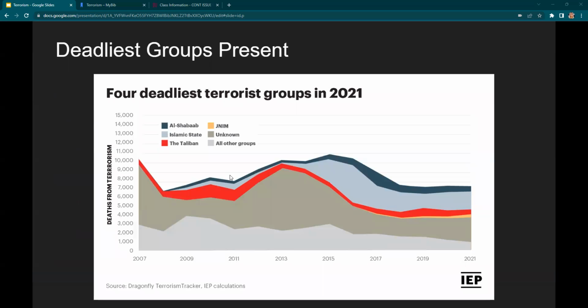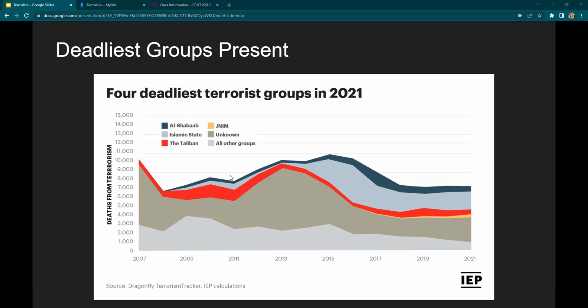And here are the deadliest groups at present. This chart is the four deadliest terrorist groups in 2021. And these four deadliest terrorist groups responsible for the most deaths in 2021 were the Islamic State, Al-Shabaab, the Taliban, and Jamaat Nasrat al-Islam wal Muslimin, or JNIM.